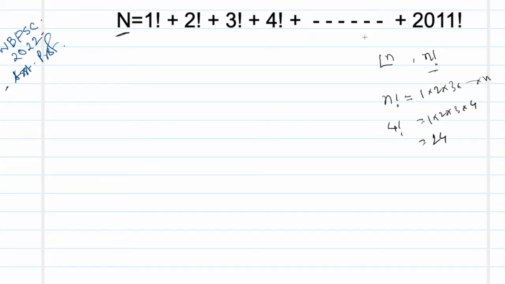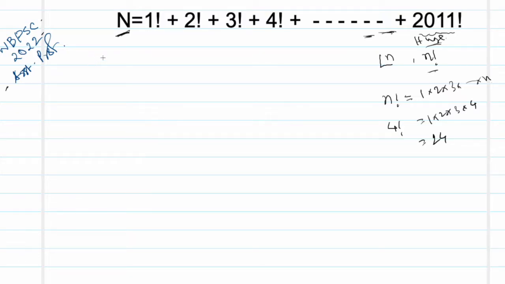Similarly, the factorial of other numbers like 2011 is a really huge number. The bigger factorials like 2010 and 2009 and so on are huge numbers, but n is the sum of all of them. So the question is, what is the last digit of this number n?